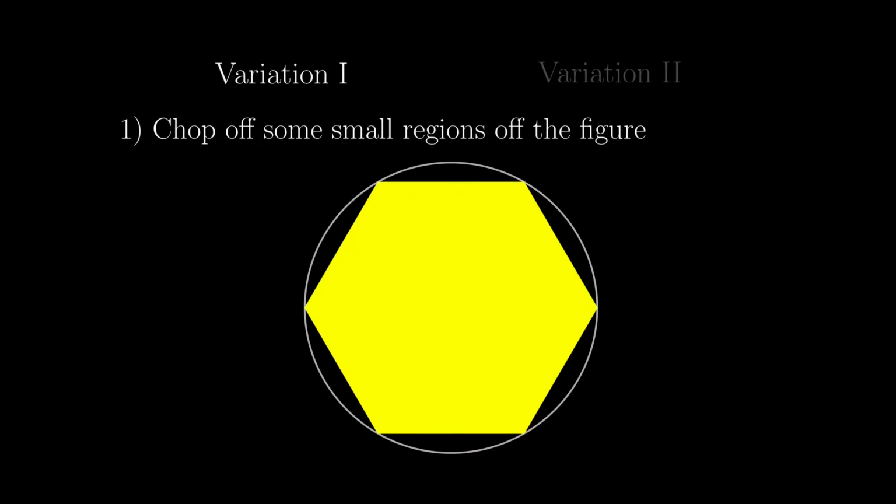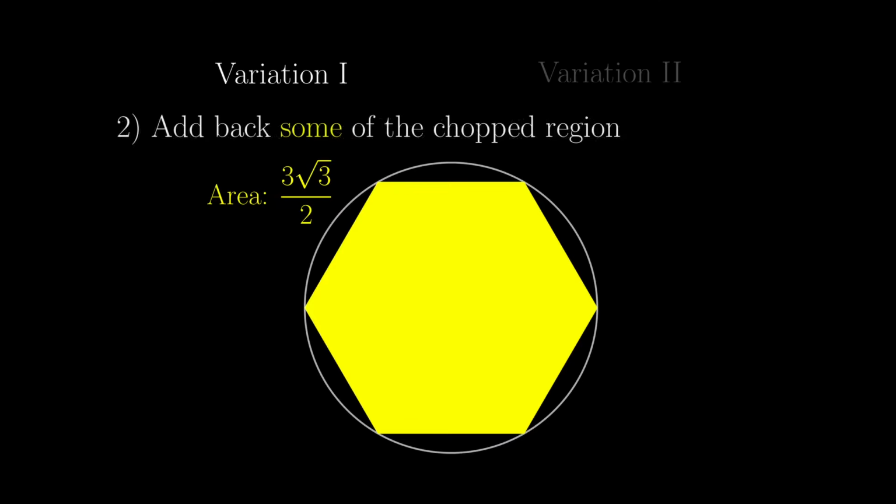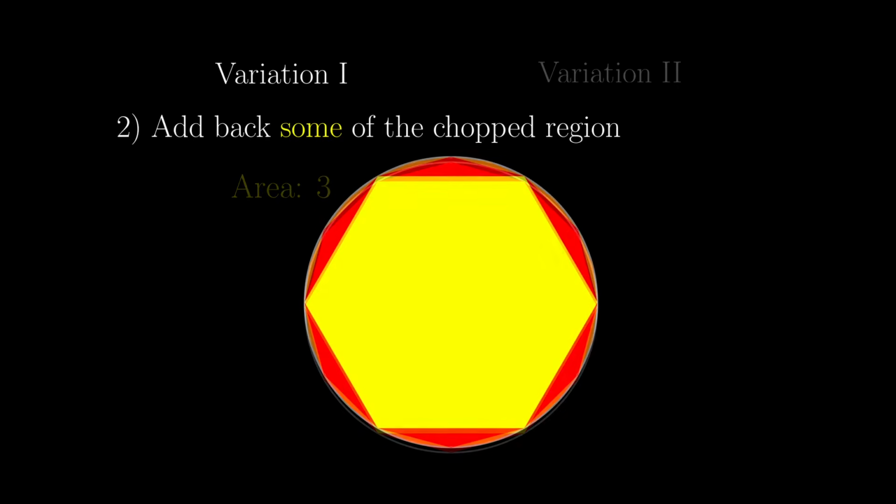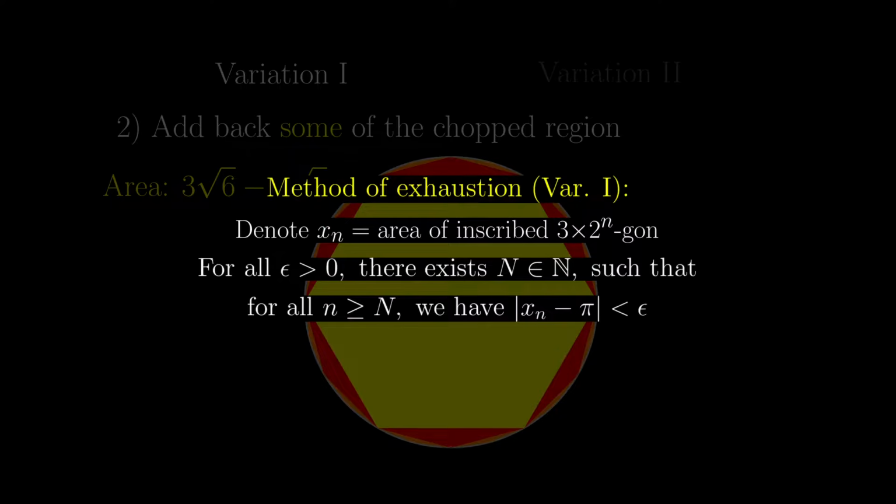Firstly, we chop off some smaller regions of the figure and calculate the area of the remaining figure. Then add some of the chopped region back and calculate the new area. This approximation should be closer. Then we can repeat the process as many times as we want to get as close an approximation as desired. This is basically identical to the modern definition of a limit of a sequence, just not written explicitly in modern notations.